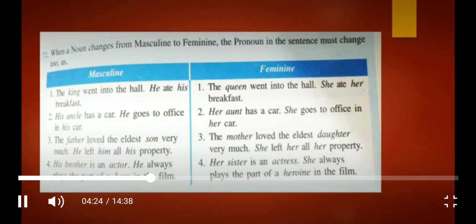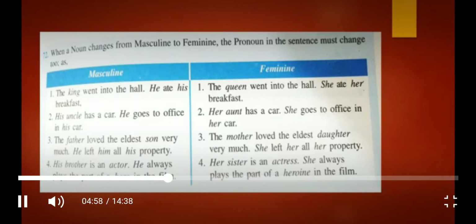Next. Now we are going to change the sentences by changing the gender of the nouns as well as the pronouns. When a noun changes from masculine to feminine, the pronoun in the sentence must change too. Here are the examples, masculine sentences as well as feminine sentences. The king went into the hall. He ate his breakfast. The queen went into the hall.